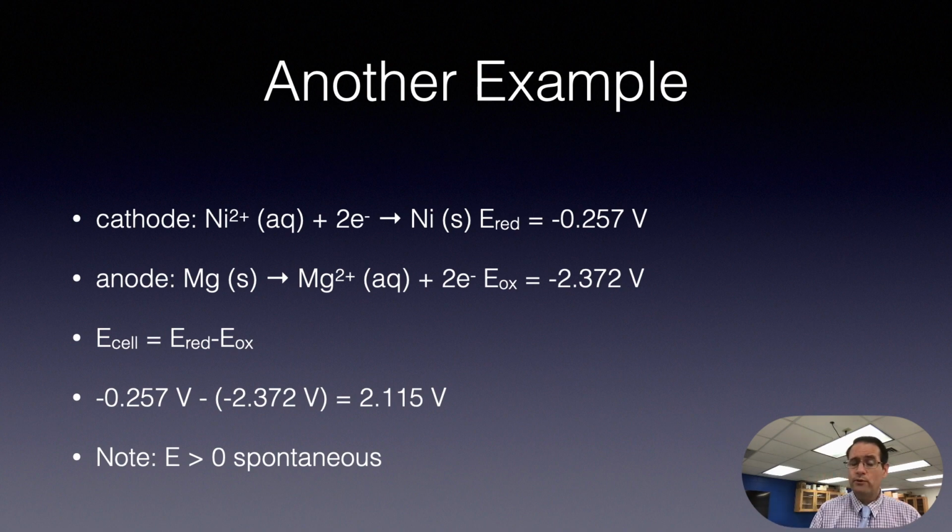Once again, the driving force here is magnesium is going to form an octet structure, so that's why it kind of disturbs nickel and forces those 2 electrons on nickel.